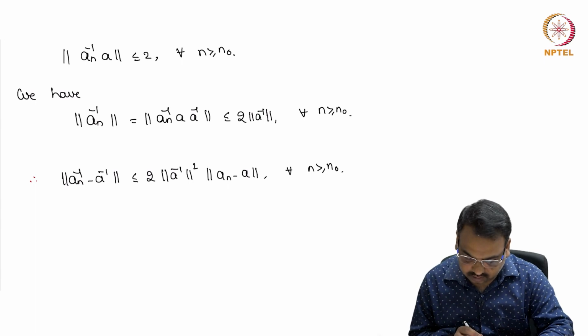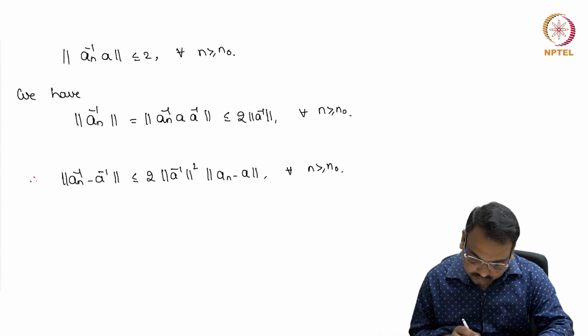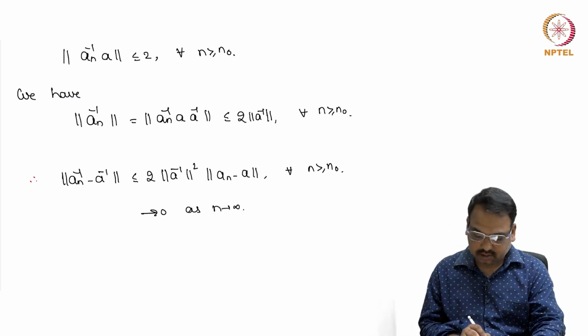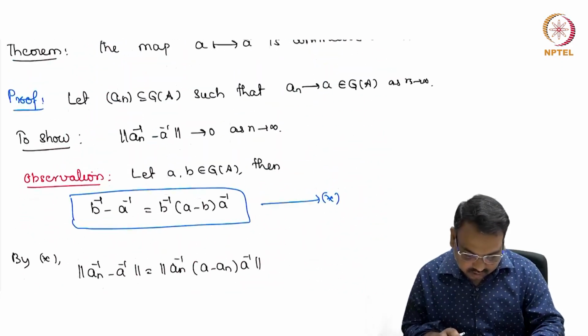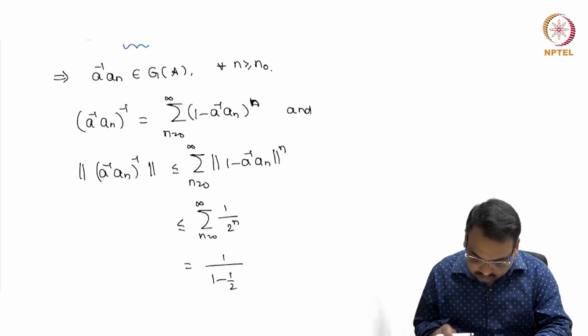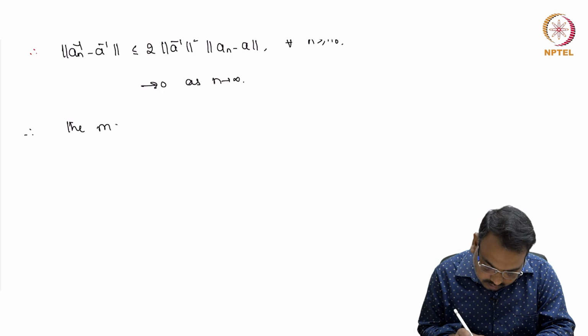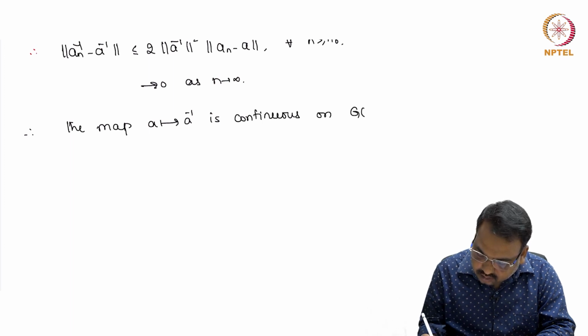Okay, so this is enough to conclude that this goes to 0 as n goes to infinity, because A_n converges to A. So from this we can say that A_n inverse converges to A inverse, so we can say that the map A going to A inverse is continuous on G(A).